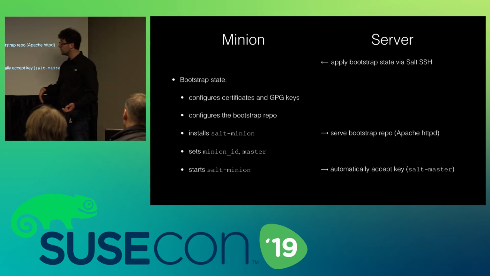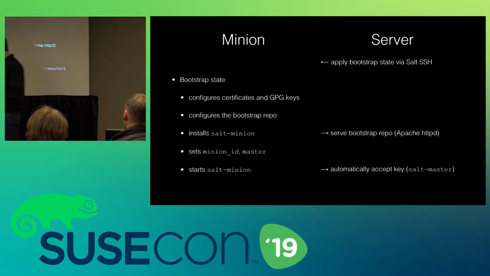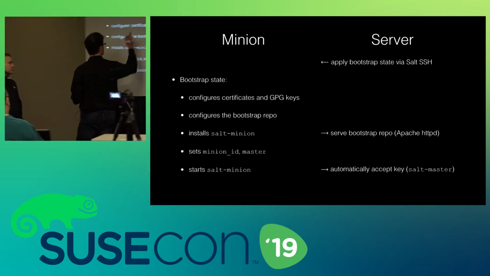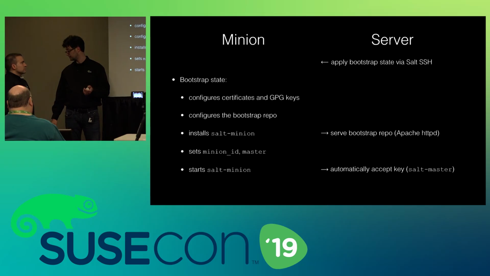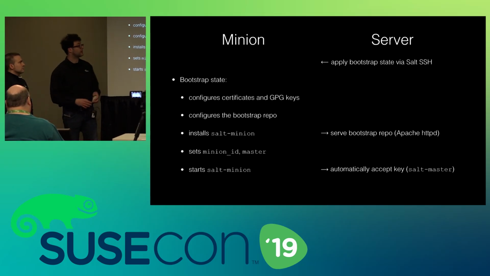What will the state do? Basically the same thing that the bootstrap script does. So it will configure certificates, GPG keys, bootstrap repo, install the salt minion, set the minimal variables, and start the salt minion. It's the exact same set of operations that happen. Okay.